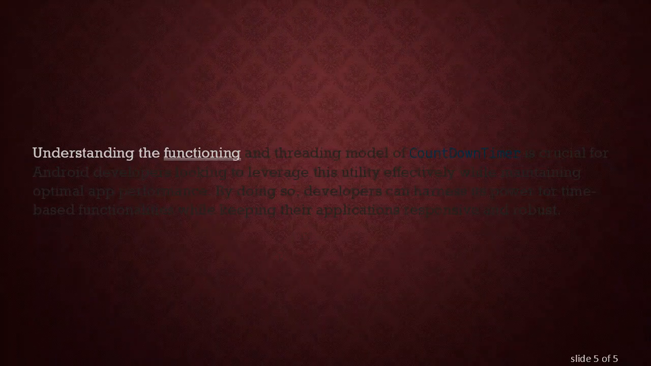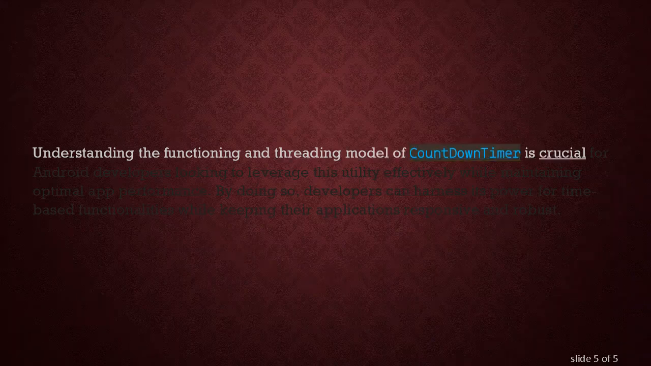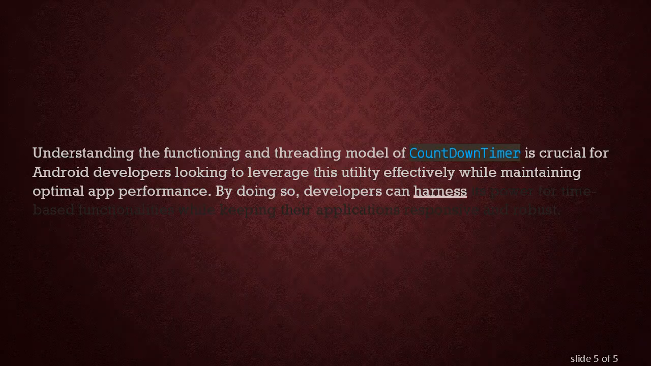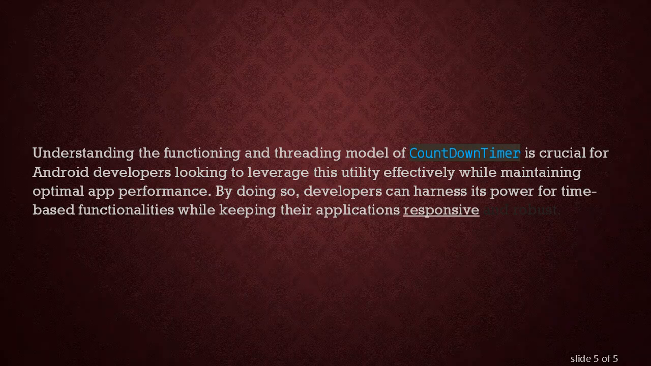Understanding the functioning and threading model of CountDownTimer is crucial for Android developers looking to leverage this utility effectively while maintaining optimal app performance. By doing so, developers can harness its power for time-based functionalities while keeping their applications responsive and robust.